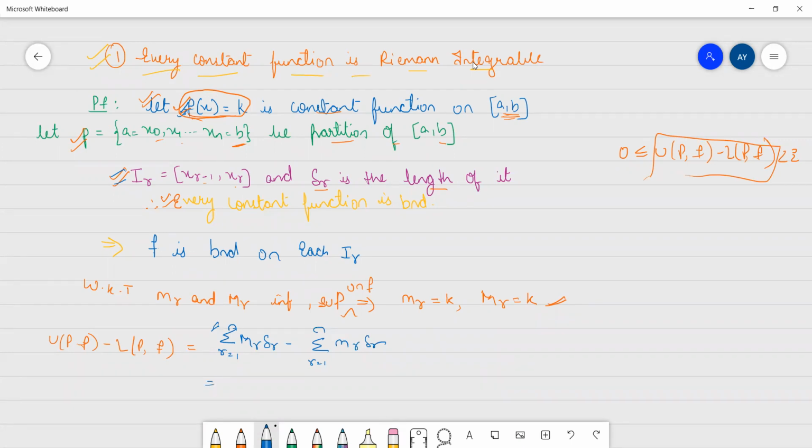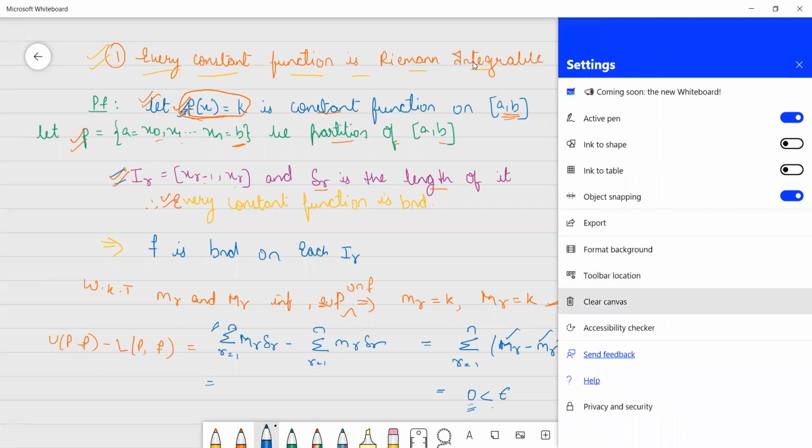As delta r is common, I'll take delta r common. So the summation r equals 1 to n of (Mr minus mr) delta r. But what is this? This is equal to 0, which is strictly less than epsilon. So, as Mr minus mr is 0, this 0 is strictly less than epsilon, and we can tell that f belongs to R[a, b].